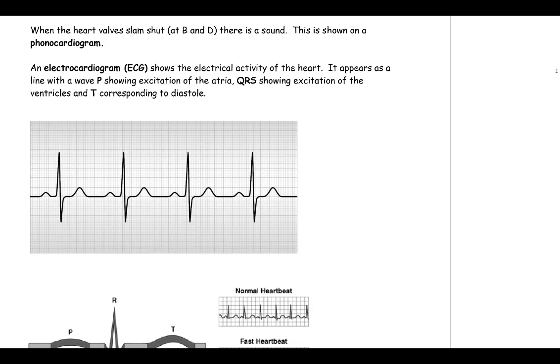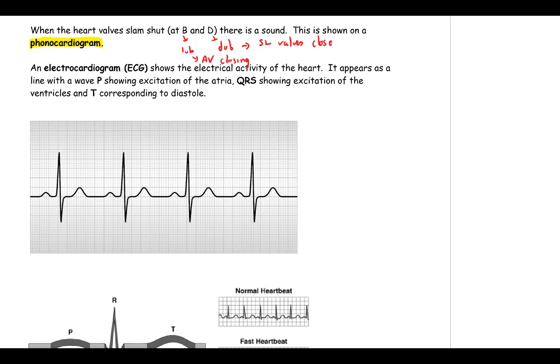Now, just to finish this bit off, when we were looking at the cardiac cycle, we said there were two heart sounds at B and D. So we had the lub and the dub. This was the AV valves closing, and then at D was the semilunar valves closing. When they close, they make a heart sound. You can listen to those and you can view them on a phonocardiogram. But an electrocardiogram is linked to what we've just looked at. The electrocardiogram shows the electrical activity of the heart.